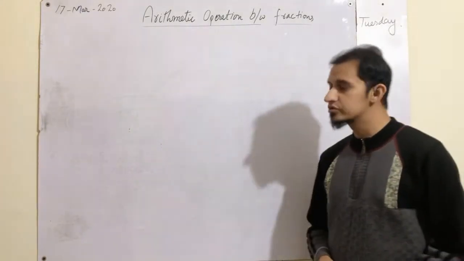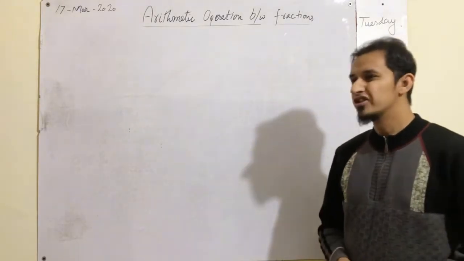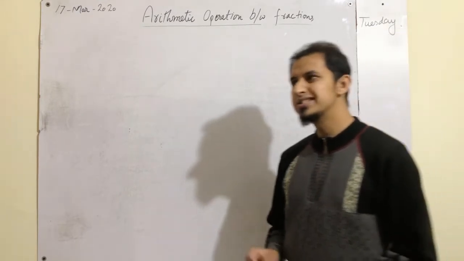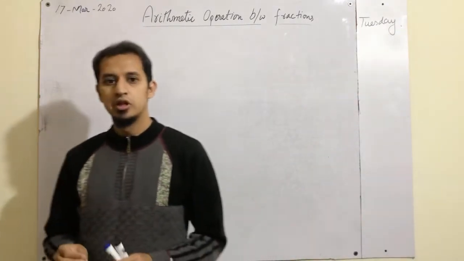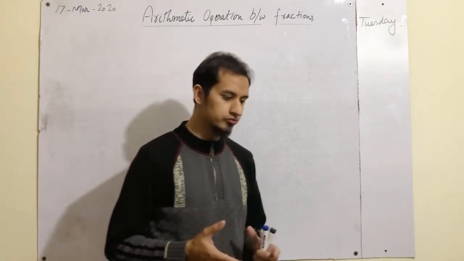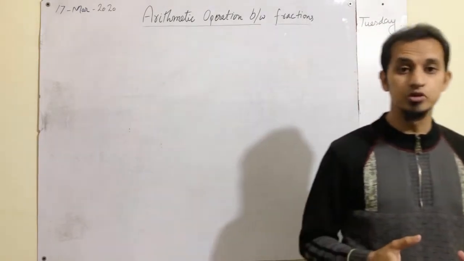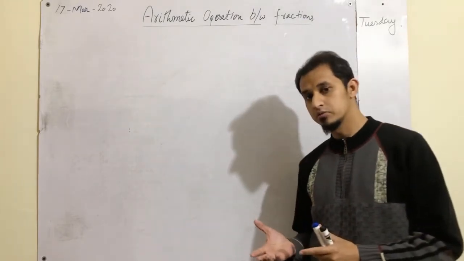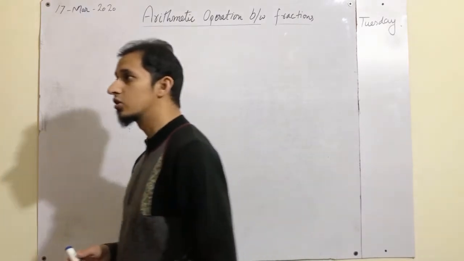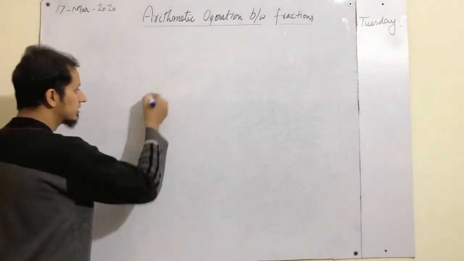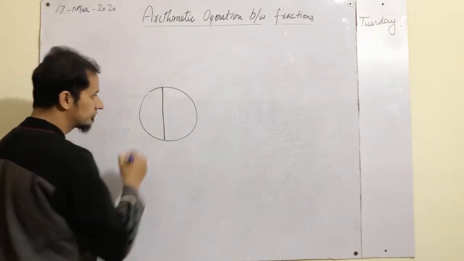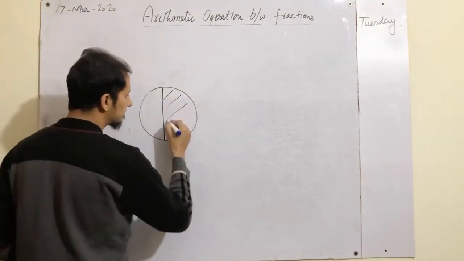Before we study the operations, first of all, we should know what a fraction is. A fraction, in simple words, is a part of a whole, or how many parts we take from the whole body or any other thing. Just like if I take a circle like this and I make it two parts from the center, and one part is shaded.